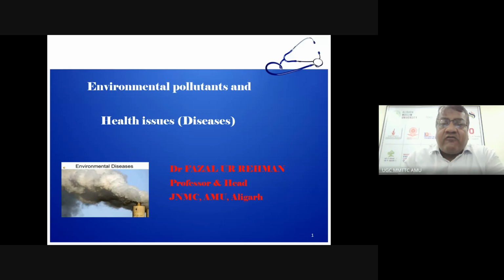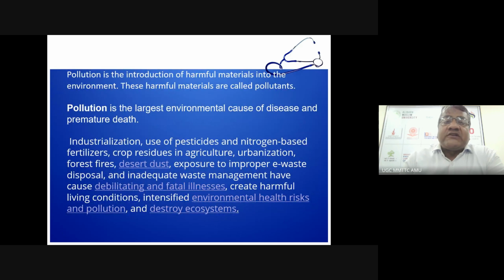Topic for all of you. First, I would like to define what pollution is. Pollution is basically the introduction of harmful material into the environment, and these harmful materials are called pollutants. So this is the definition of pollutants. Now, pollution is the largest environmental cause of diseases and premature death.